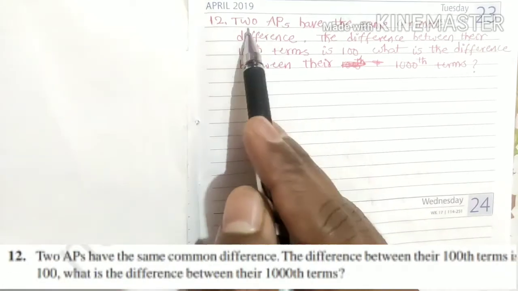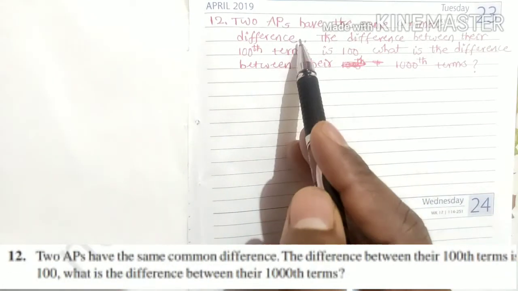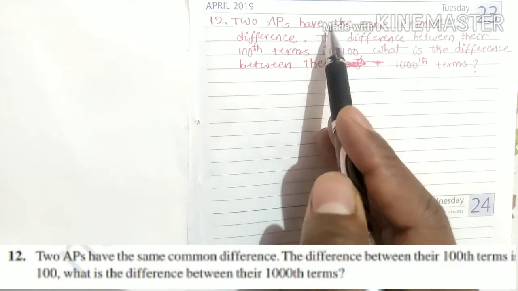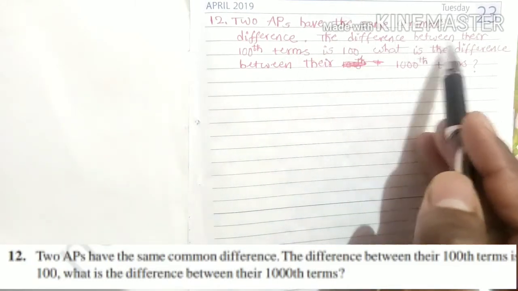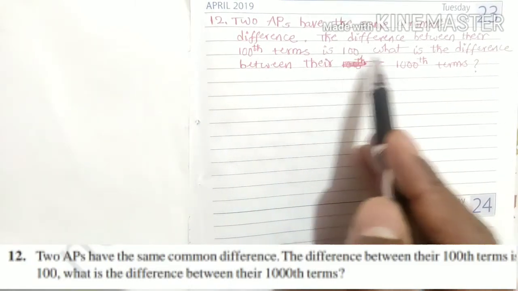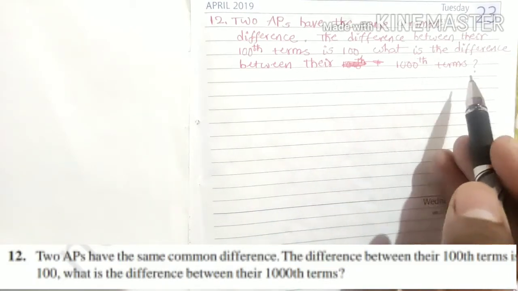Question number 12. Two APs have the same common difference. There are two arithmetic progressions. Their common difference is the same. The difference between their 100th terms is 100. What is the difference between their 1000th terms?